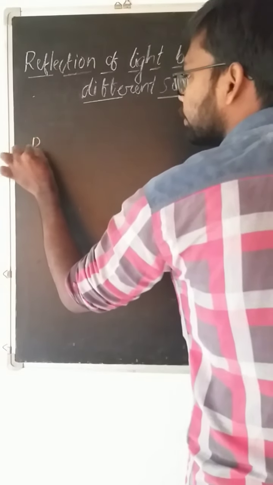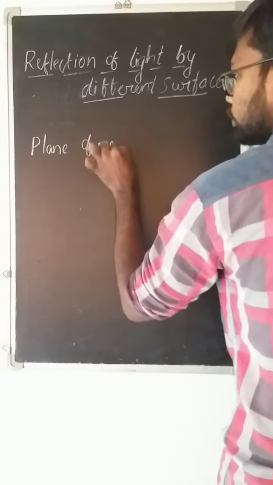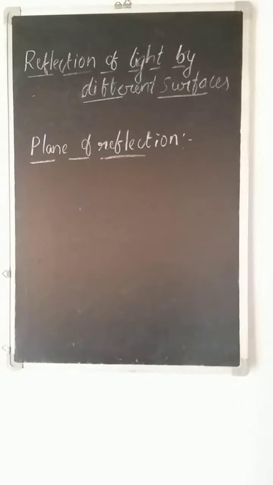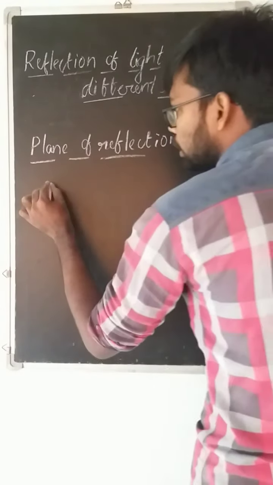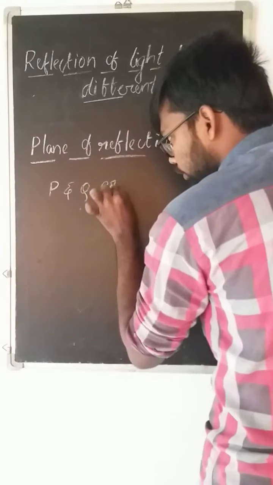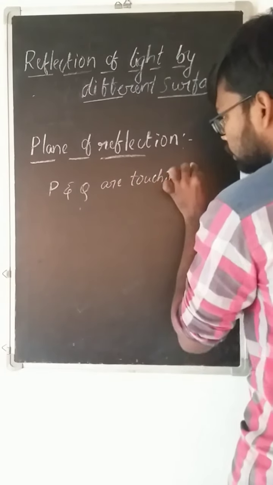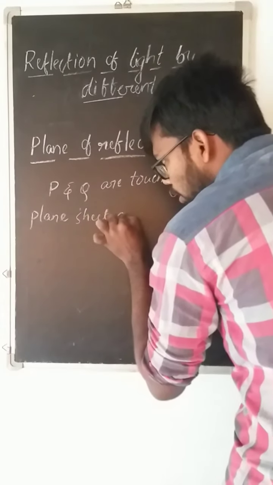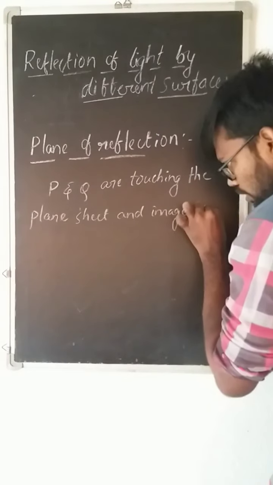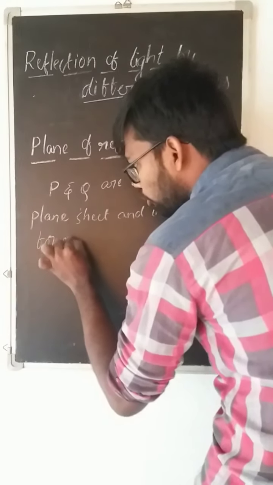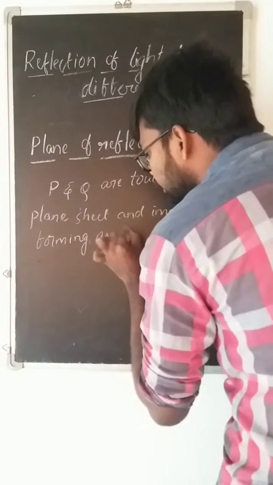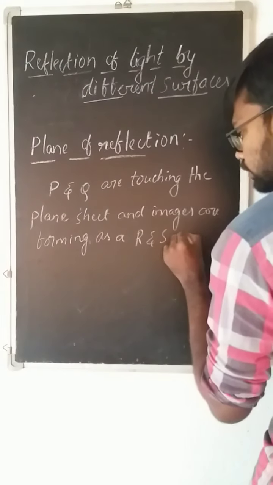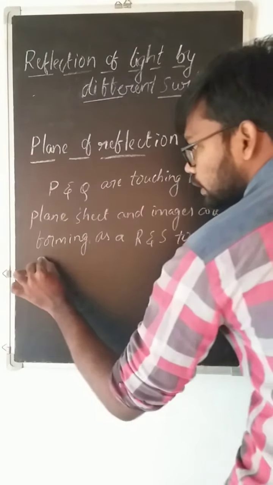Next one is the plane of reflection. In plane of reflection, from the above activity only we have to consider: P and Q are touching the plane sheet, and the images are forming as R, S. R and S are touching the same paper only, the same plane sheet.